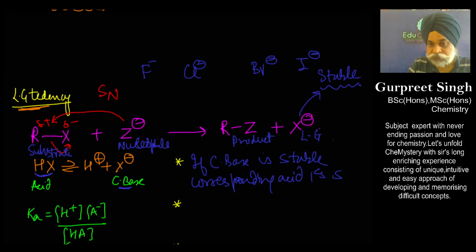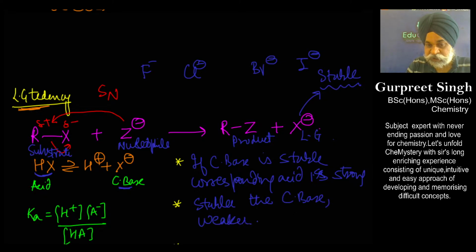Now, if the corresponding acid is strong, or the reverse way, if the acid is strong, the conjugate base is stable. Stabler the conjugate base, weaker is the base. Am I right? What does it mean? If this thing becomes stable, it has lesser tendency to go the reverse way. It would not want to accept H positive. So stabler the conjugate base, weaker is the base, and better is the leaving group.